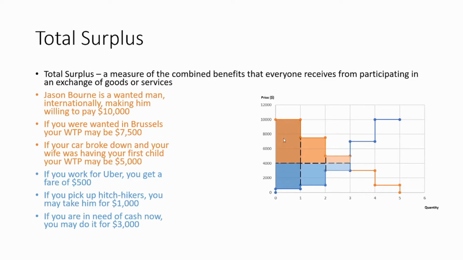We have Jason Bourne, who is receiving this amount of consumer surplus. We have the wanted man in Brussels, who would be receiving this amount of consumer surplus. And the person whose car has broken down will be getting this amount of consumer surplus. We have an Uber driver, a person who picks up hitchhikers, and someone who's in need of cash right now, who are all giving rides, and they get this amount of producer surplus. So we add the consumer surplus and the producer surplus together, we get total surplus.